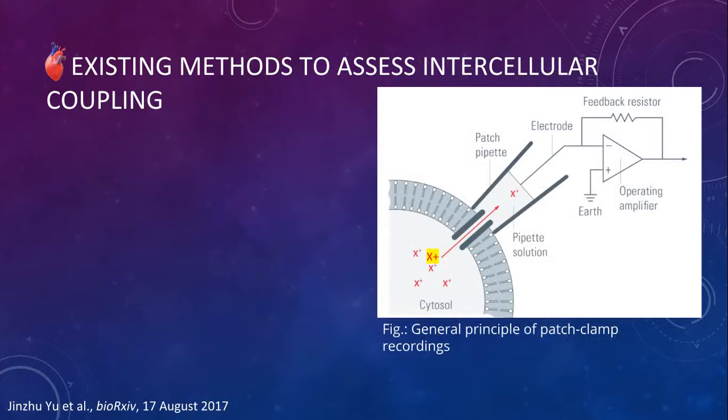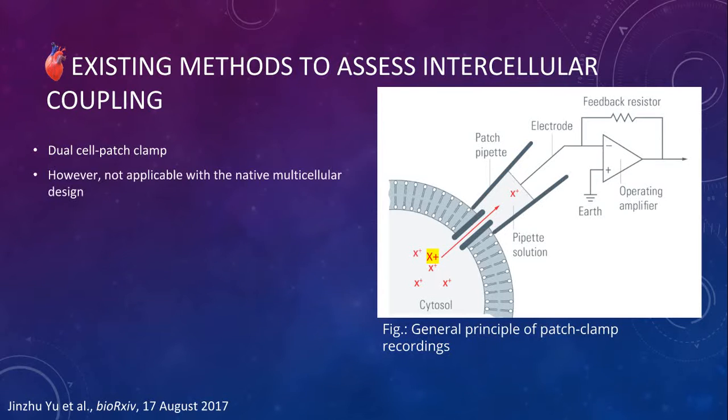What are the existing methods to assess intercellular coupling? The common way of measuring intercellular coupling is the dual cell patch clamp method. It measures the gap junctional current between two connected cells by using an electrode, as shown in the diagram, which contains an ion solution and an amplifier to record minute voltage changes in cells. This method is strictly limited to isolated cell pairs with relatively high coupling resistance, which means it is not applicable to the native multicellular design of the experiment and reflects a very low scalability ratio.